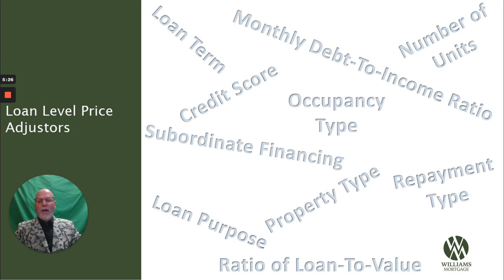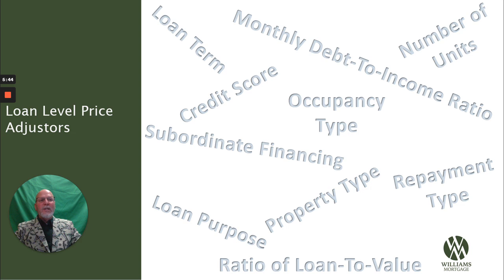What is the debt-to-income ratio? Meaning, what is the ratio of monthly debt payments relative to income used to qualify the loan? What is the ratio of loan amount relative to the value of the property? Is the repayment fixed, or is it variable or adjustable? Those are some different factors.